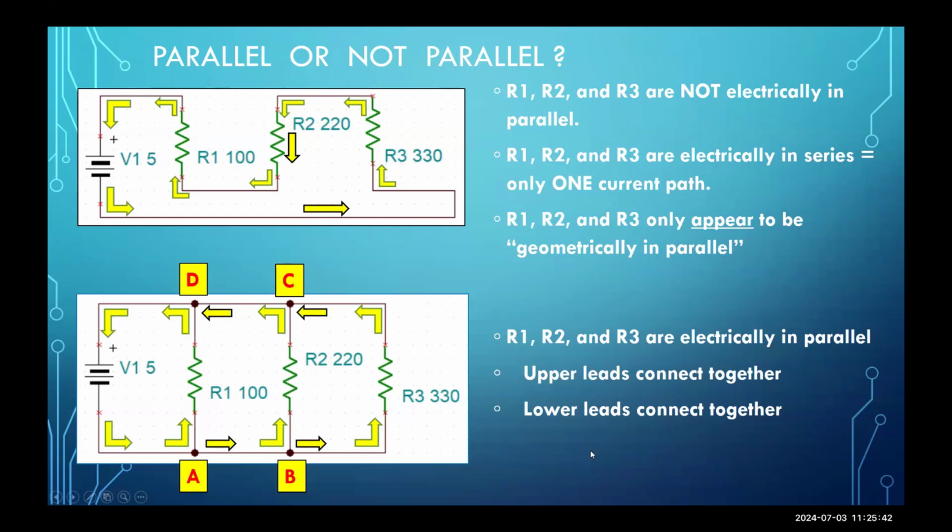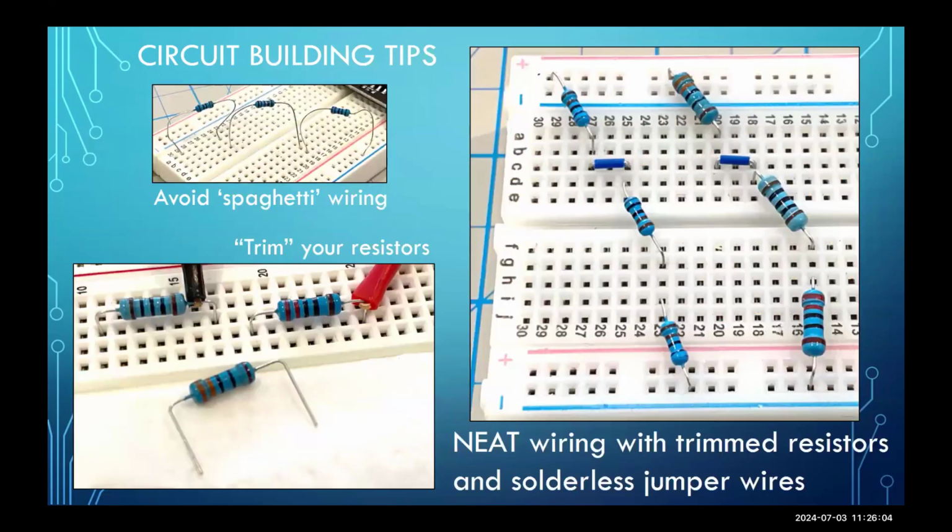So these 2 illustrations may help you differentiate. The upper circuit, geometrically, looks like they're in parallel with each other, but electronically, R1, R2, R3 in the upper diagram are in series, whereas the lower circuit follows the definition that I gave you earlier for parallel relationships. Next, circuit building tips.